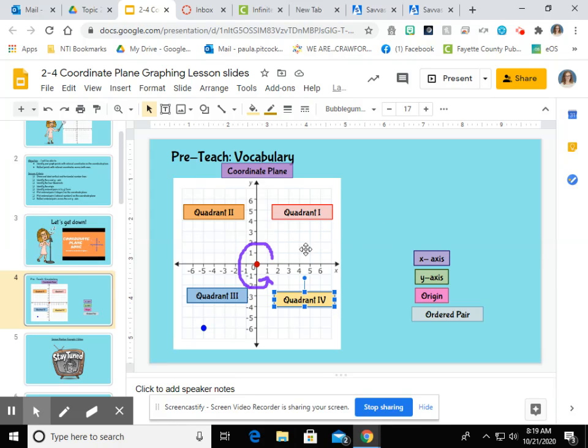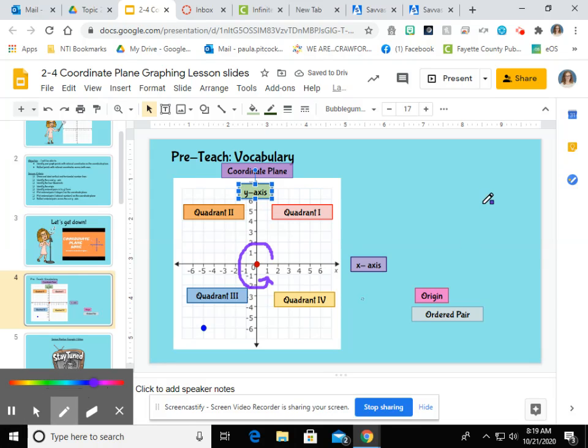Now, the axes are these number lines. The horizontal number line, the one that goes across is the x-axis. The x looks like a cross, it goes across. The y-axis is up and down. The y has a tail.